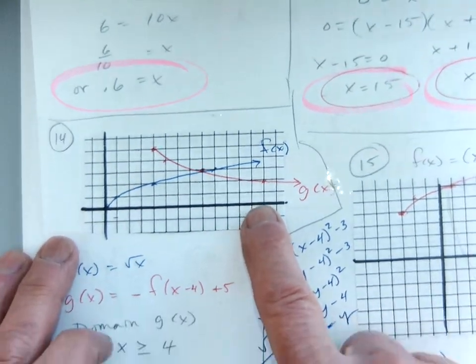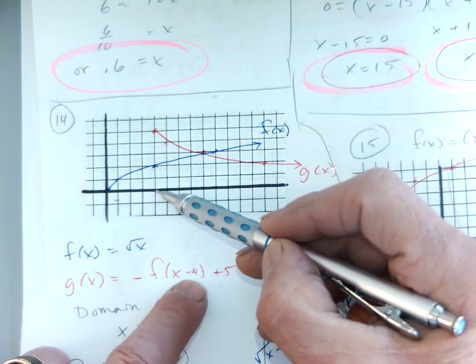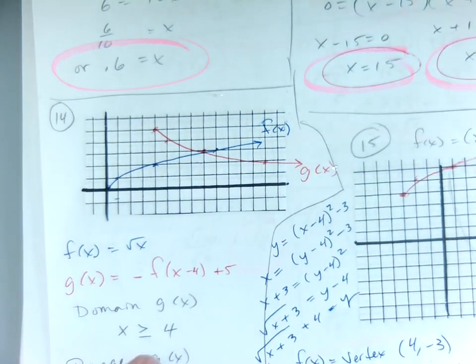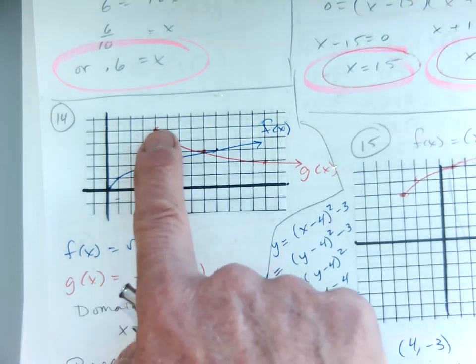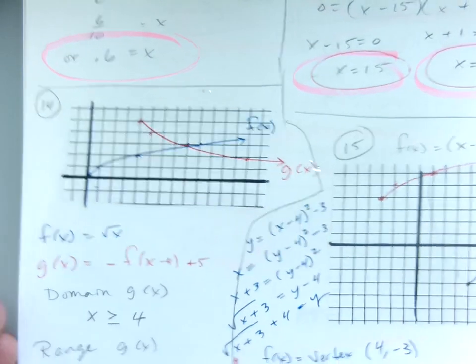Okay, 14, I graphed the original square root of x in blue. And then I want to do translation. I wanted to move it to the right 4, remember it's the opposite side, and up 5, and then upside down. So here's my g of x, okay? The domain is x is greater than 4, and the range is y is less than 5, okay?